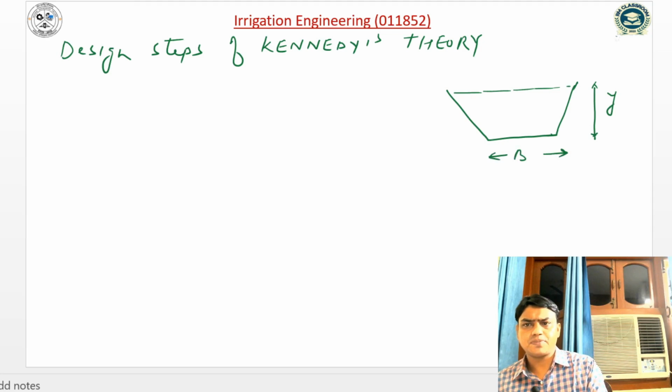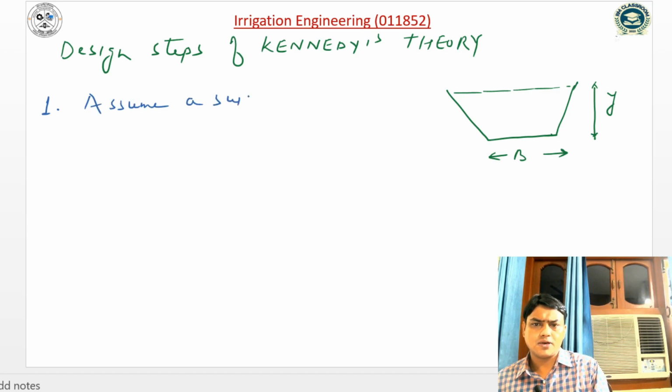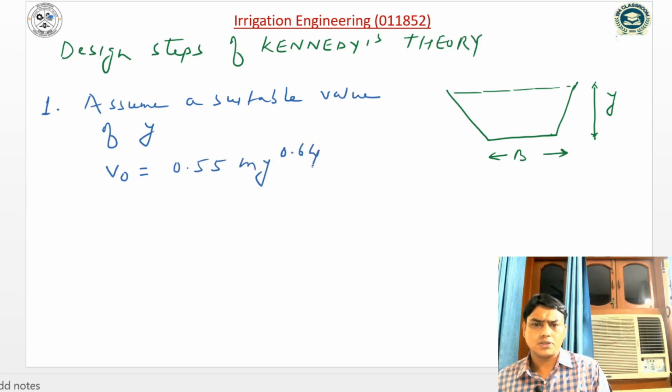So the first step is assume a suitable value of y and compute the critical velocity, that is equal to V naught = 0.55 m y to the power 0.64.